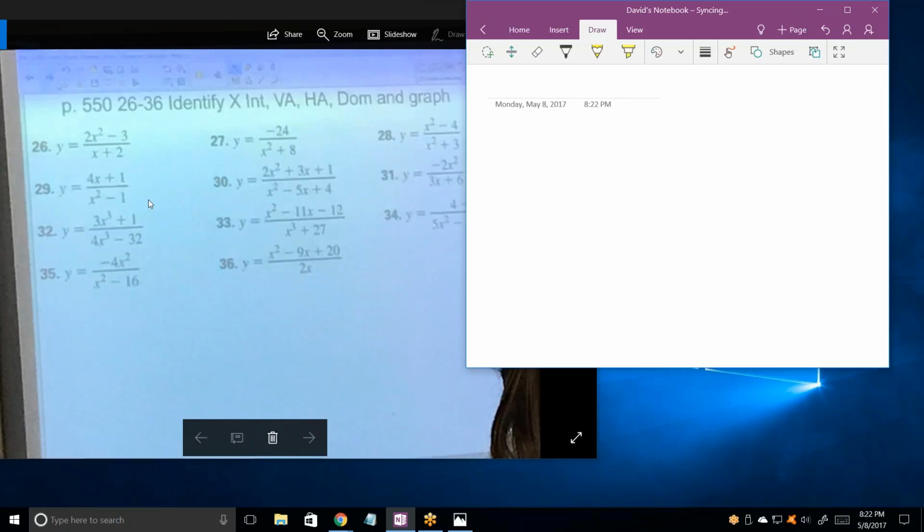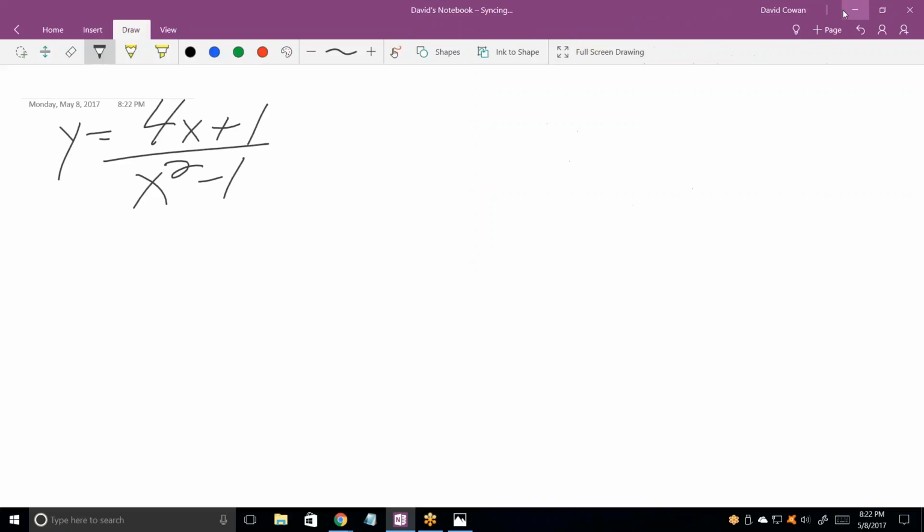Next one, let's do 29. Sure. Easier again. In other words, one of the few where they get easier. Vertical asymptote. Okay, so it'd be 9 again. Vertical asymptote comes where? Denominator. So here's the denominator. It's when that equals 0. That's where the vertical asymptote's going to come.